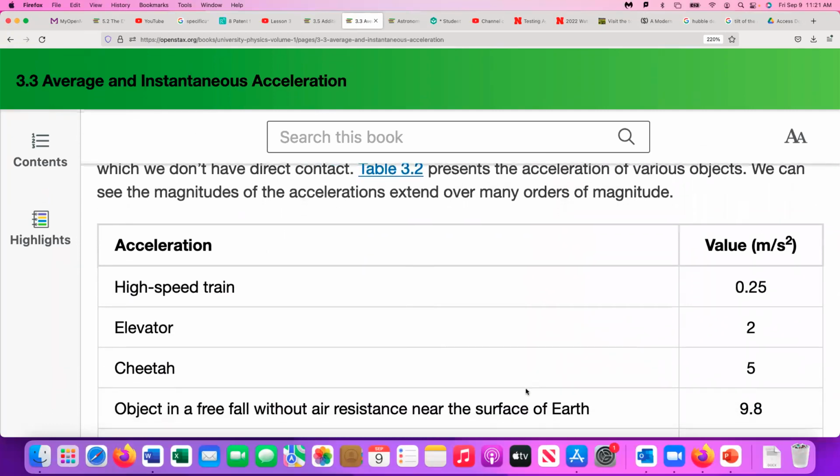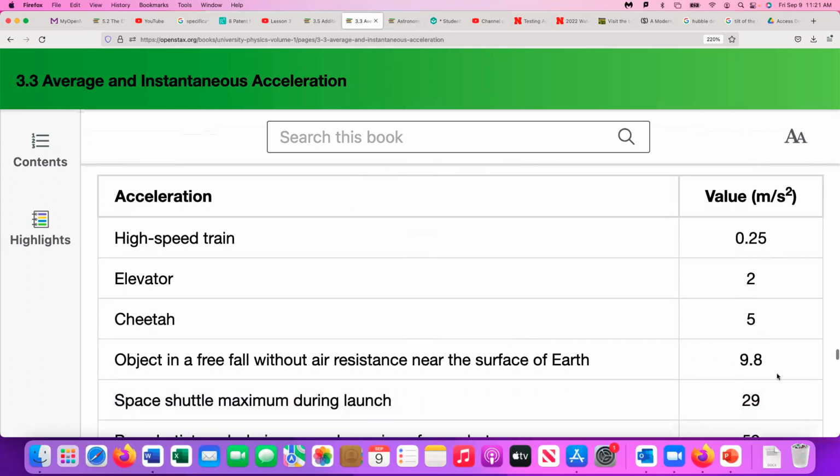So here are different accelerations that are kind of common. A high-speed train has a fairly low acceleration of 0.25 meters per second squared. An elevator, quite a bit higher. Cheetah, a little bit higher still. And this is the acceleration you feel when you fall in Earth's gravity, about 9.8 meters per second squared.